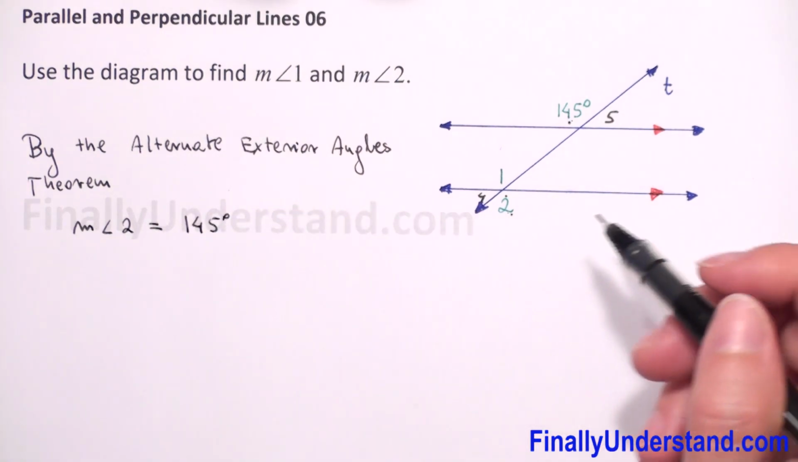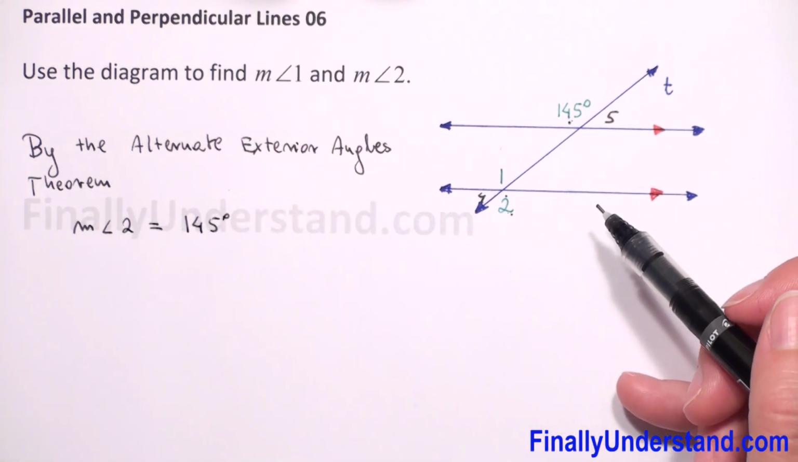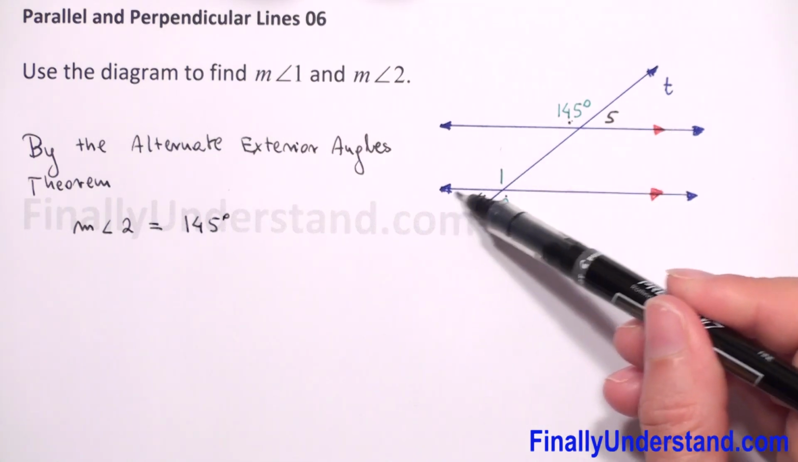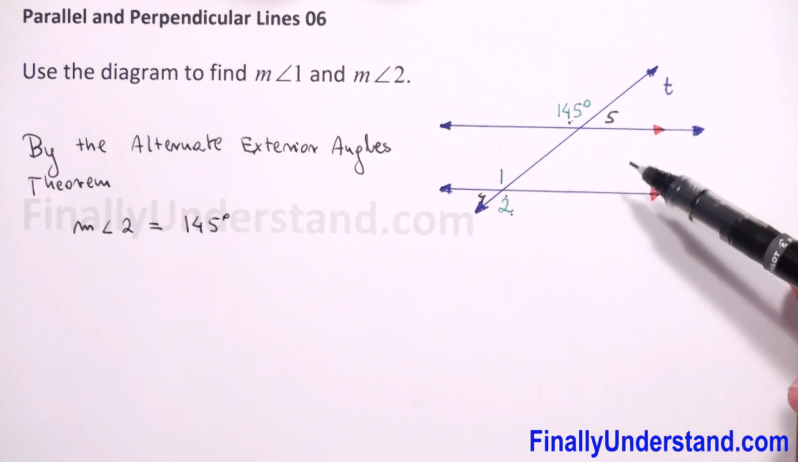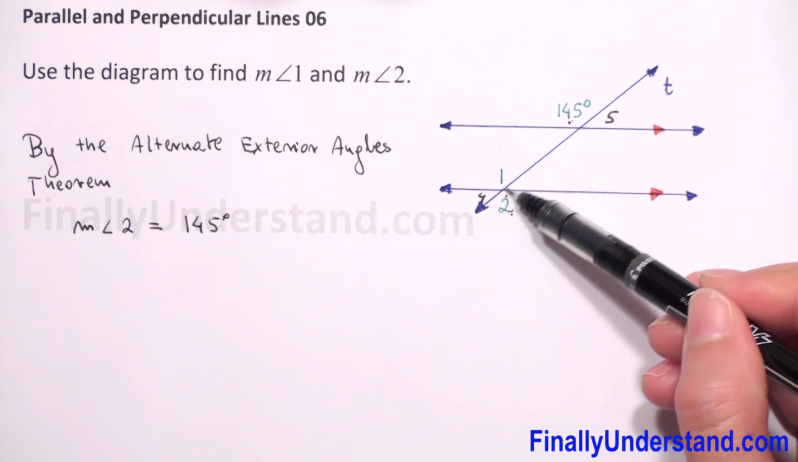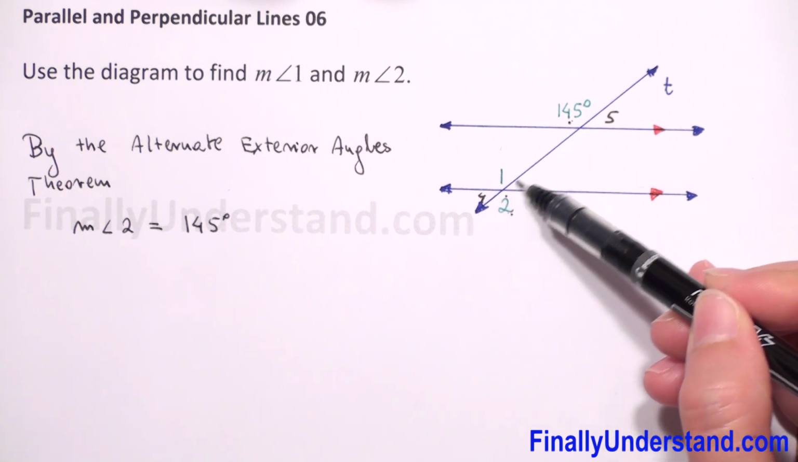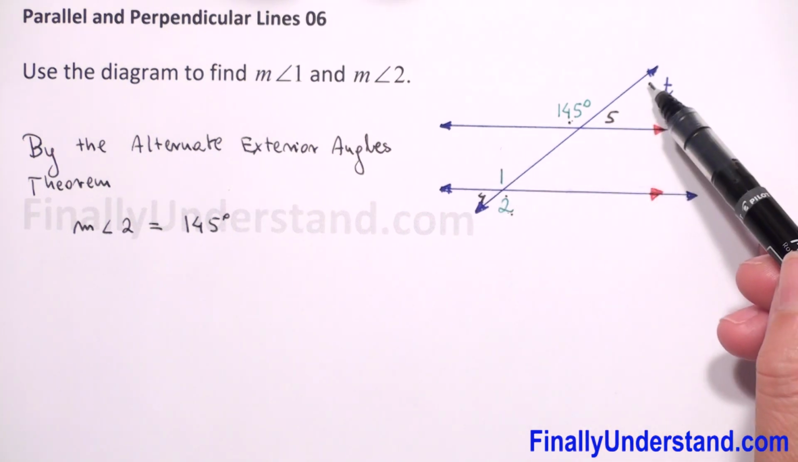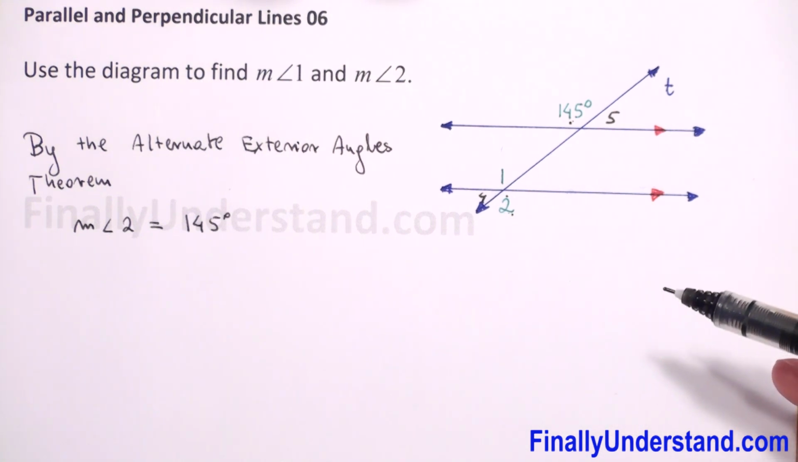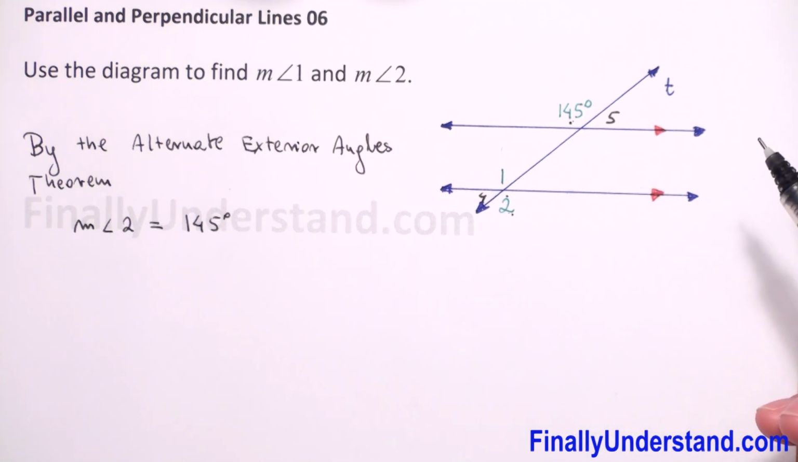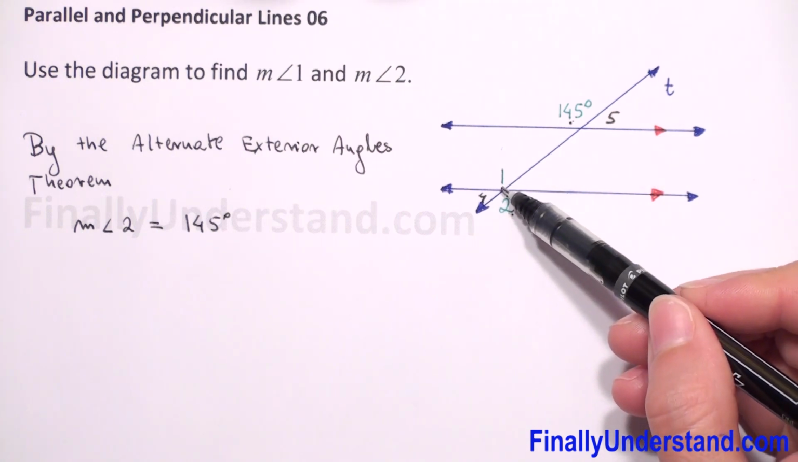Let me remind you one more time. Alternate exterior angles are angles which are outside of these two parallel lines and on the opposite sides of our transversal. This is our transversal. The line which cuts our two lines is a transversal. So we have the measure of angle 2. We need to find the measure of angle 1 only.